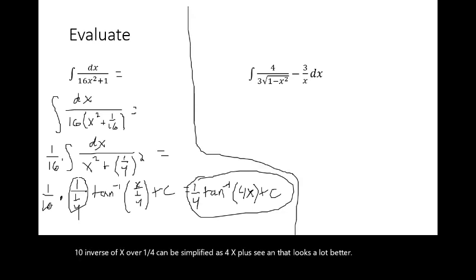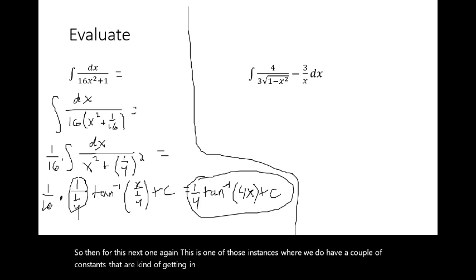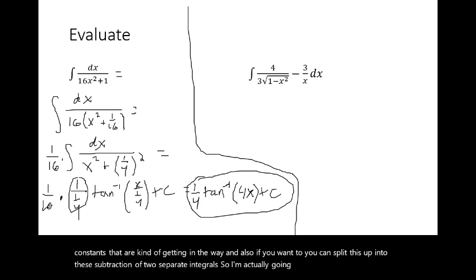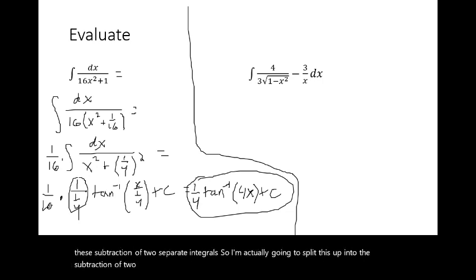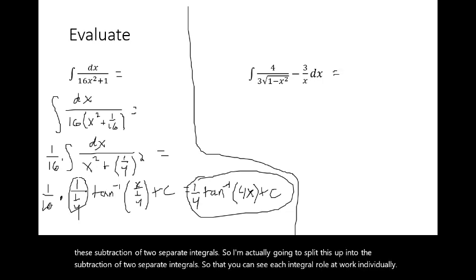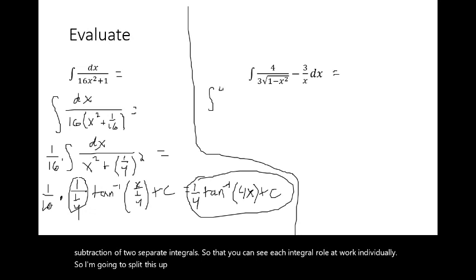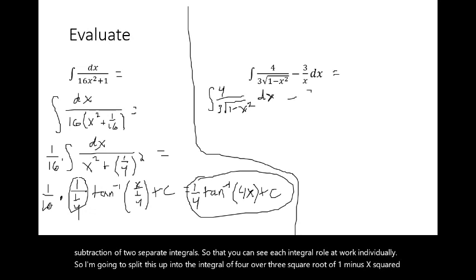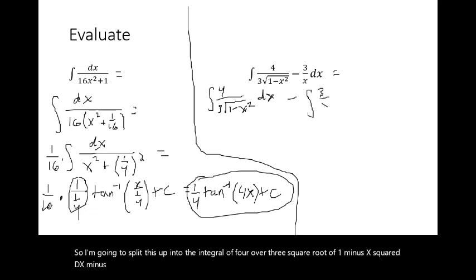So then for this next one, again, this is one of those instances where we do have a couple of constants that are kind of getting in the way. Also, if you want to, you can split this up into the subtraction of two separate integrals. So I'm actually going to split this up into the subtraction of two separate integrals so that you can see each integral rule at work individually. So I'm going to split this up into the integral of 4 over 3 square root of 1 minus x squared dx minus the integral of 3 over x dx.